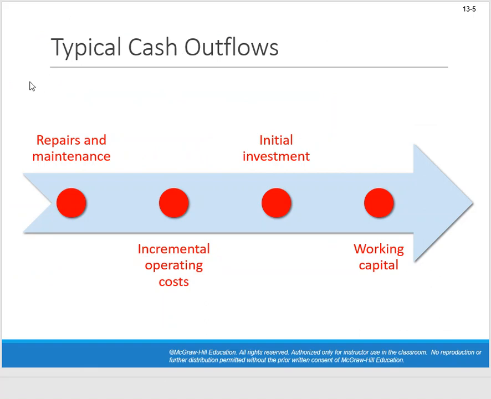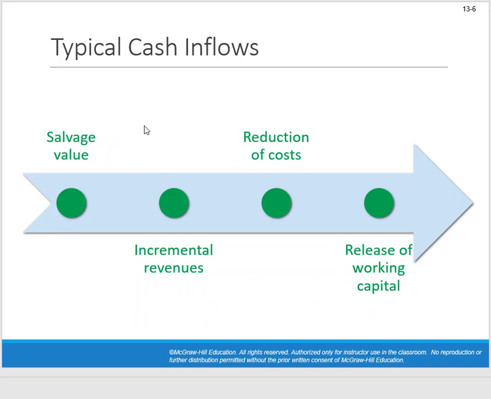So typical cash outflows that we might see could include those for repairs and maintenance, any incremental operating costs, the initial investment, and working capital. We need to talk a little bit about working capital, but let's first talk about our cash inflows. Typical cash inflows might include the salvage value of any old equipment that we're disposing of, incremental revenues, of course, reduction of costs can be treated as a cash inflow, and then the release of working capital. But what's this mysterious working capital?